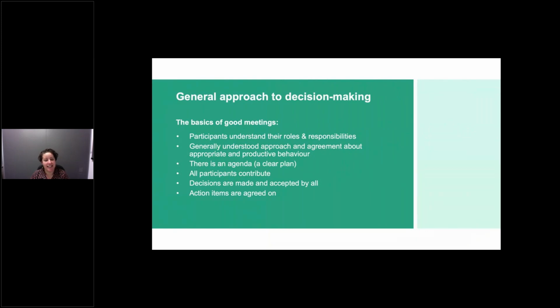So general approach to decision making. Here on the slide you can see there are some basics of well-run meetings. The basics of a well-run meeting, I think we can all agree, is when participants understand their roles and responsibilities, generally understand the approach, so everyone's coming prepared. There is an agenda that's keeping everybody on track and making the meeting purposeful. All participants contribute to the meeting. Decisions are made and accepted by all, and action items are agreed upon. So these are some of the key elements of a well-run meeting.